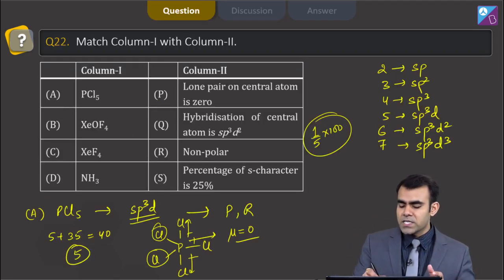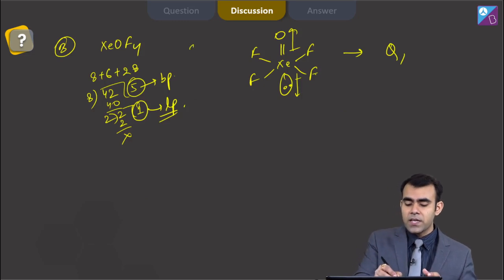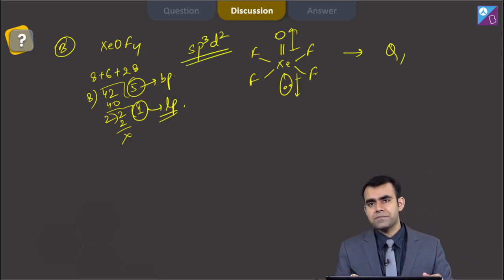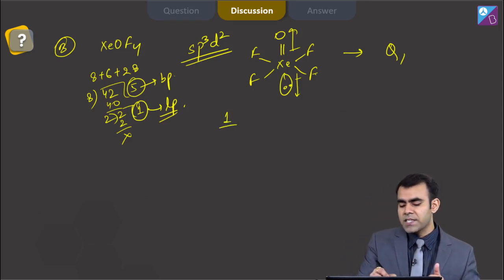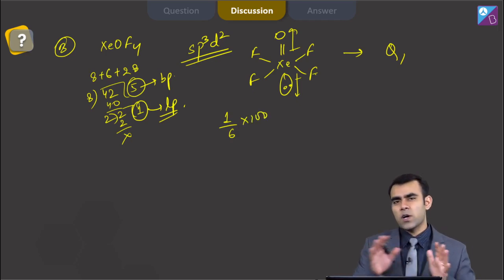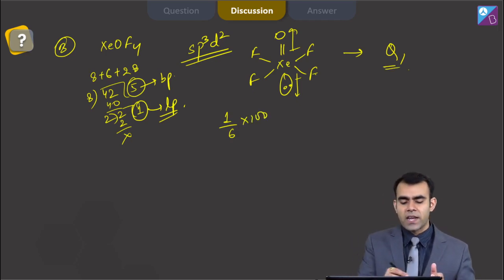And finally, percentage S character is 25%? Now hybridization is sp3d2. If hybridization is this, you can say that the percentage S character is 1 by 6 into 100, and this is not equal to 25, so only Q is correct.